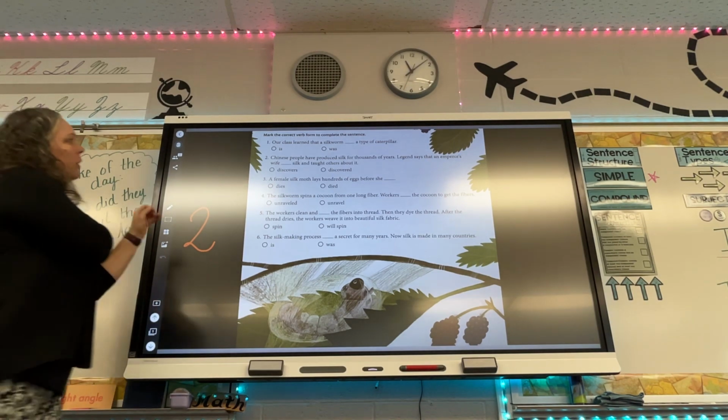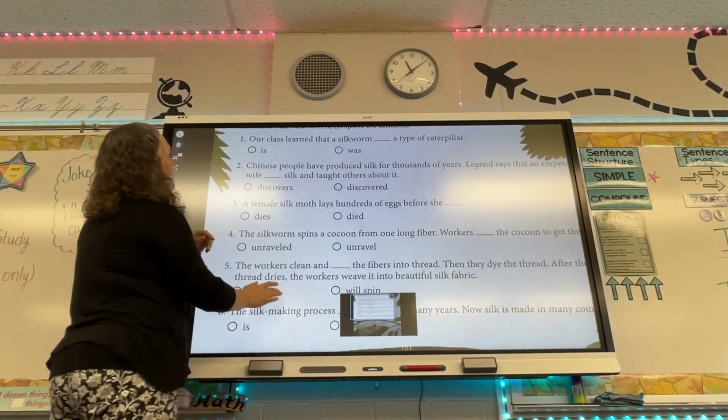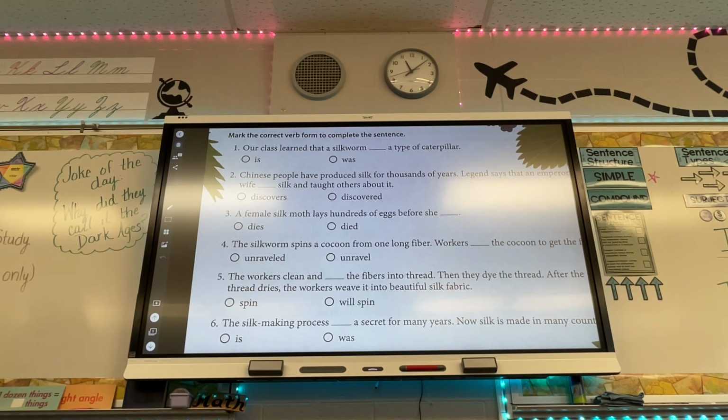All right, we're gonna mark the correct verb. Look at a little silkworm down there, he's cute. That's why I left him on there, because he's a little cute guy. Mark the correct verb form to complete the sentence. So number one says, our class learned that a silkworm blank a type of caterpillar. What would you put there?